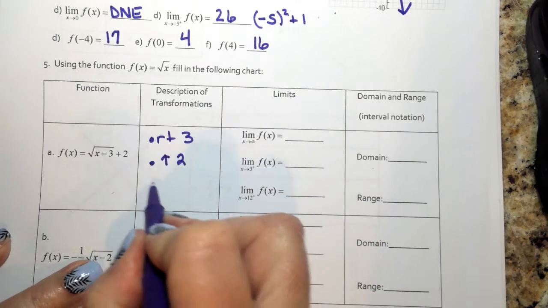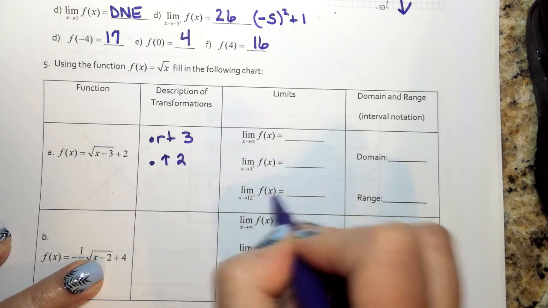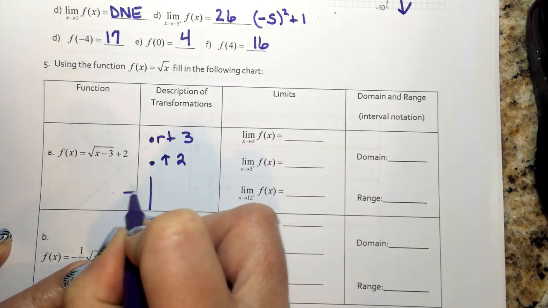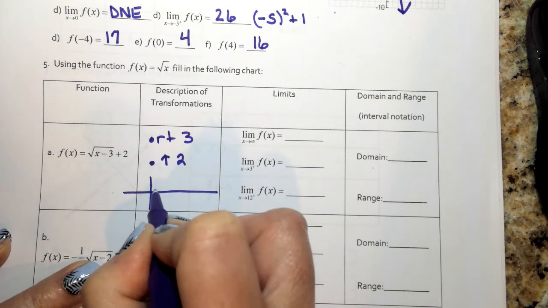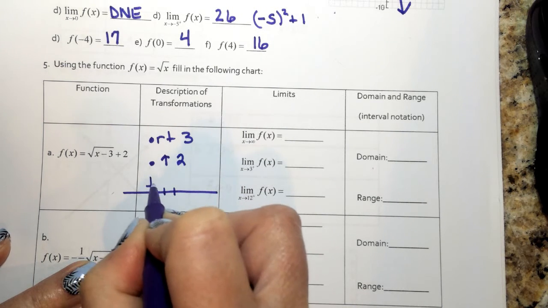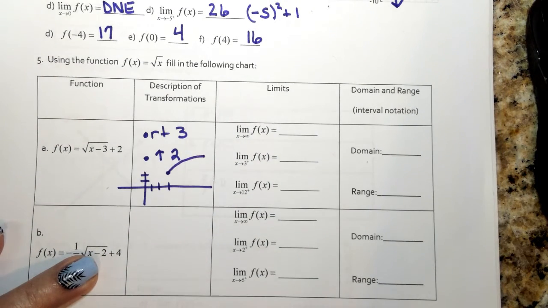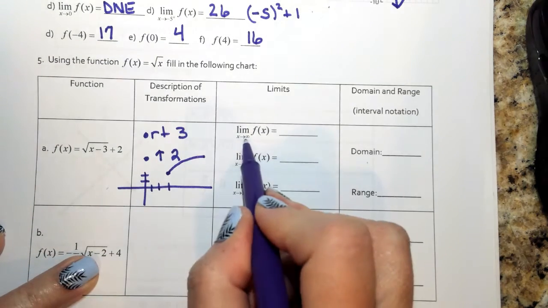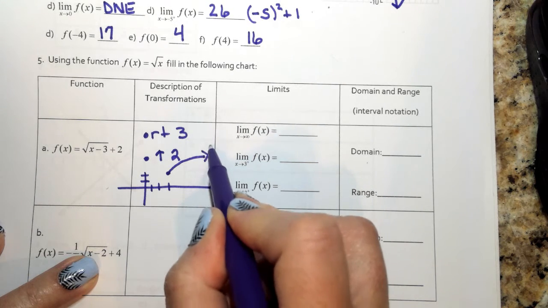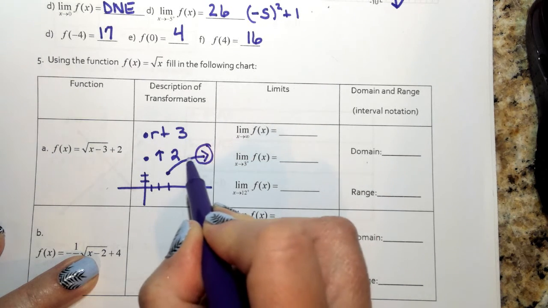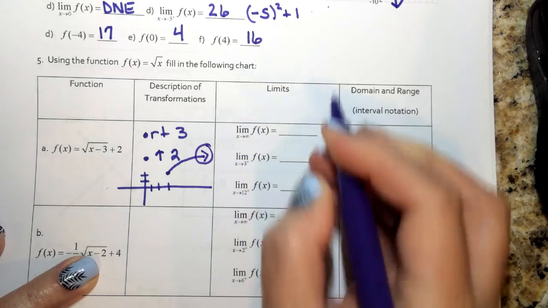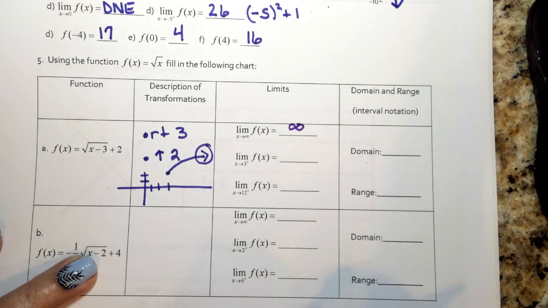So again, when you want to find these limits in the domain, even though it's not asking you to graph, think about your square root function. We shift it to the right 3 and up 2. That's what a sketch of that particular graph would look like. And the limit as x is going to infinity. Remember, it's looking at end behavior. So the end behavior on the right-hand side, that's going towards positive infinity.